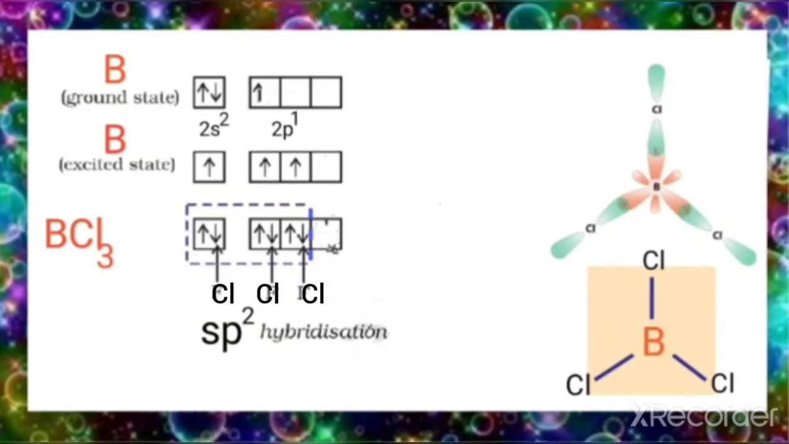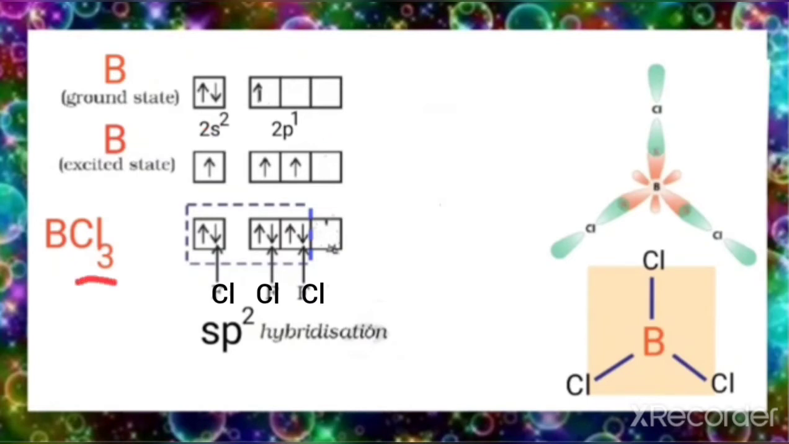Let us discuss another example, BCl3. Here the central atom is B. The ground state electronic configuration is 2s2 2p1. I am not mentioning 1s2 here. 2s2 2p1 are the outermost electronic configuration for boron. That is the ground state electronic configuration.